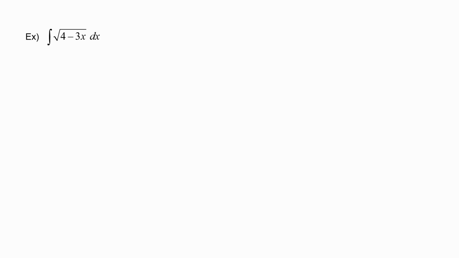In this example, we have to integrate the square root of quantity 4 minus 3x dx. Now doing our u-du substitution, we want to let the u variable be the inside of the composite function, which is 4 minus 3x. Then du is going to equal negative 3 dx.